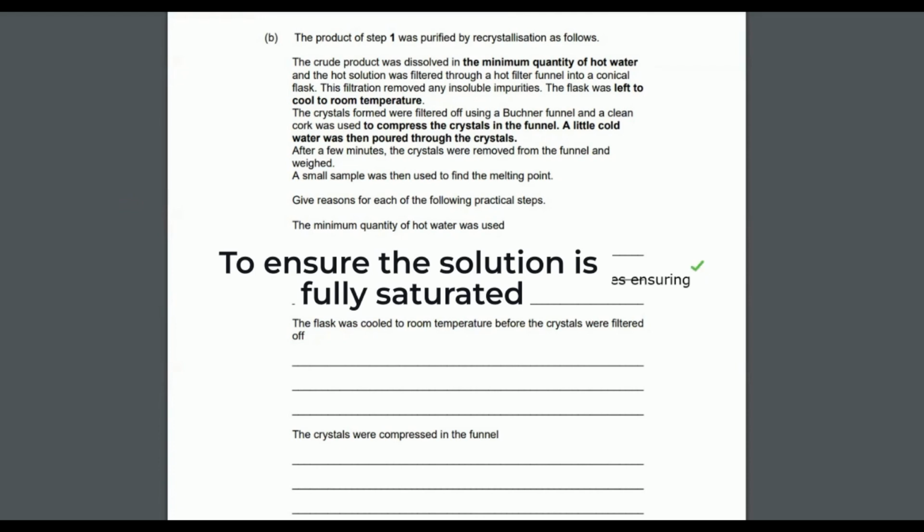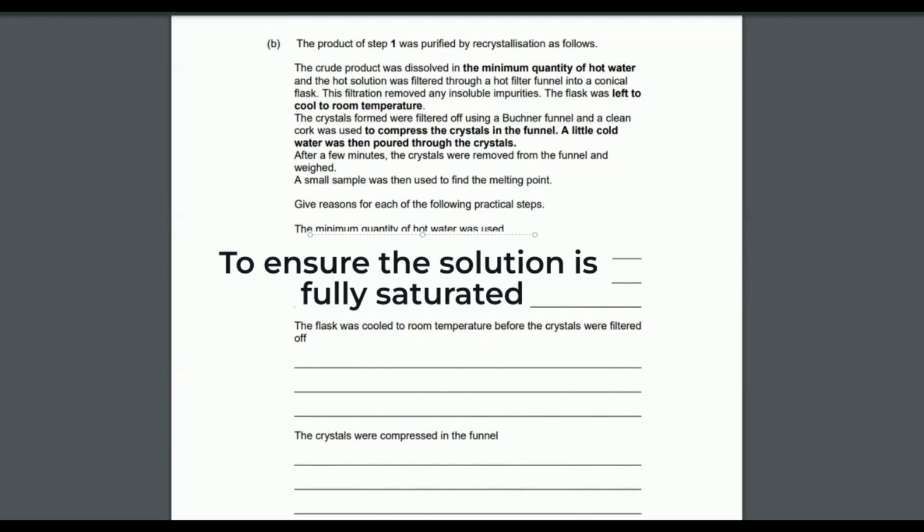Now, for the second part of the question, it says the flask was cooled to room temperature before the crystals were filtered off. Why did they cool the flask to room temperature before the crystals were filtered? Well, as we decrease the temperature of the solution, the solubility of the liquid decreases. So its ability to hold on to crystals decreases and we'll get crystals crystallizing.